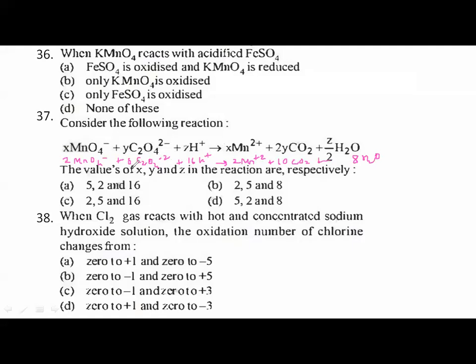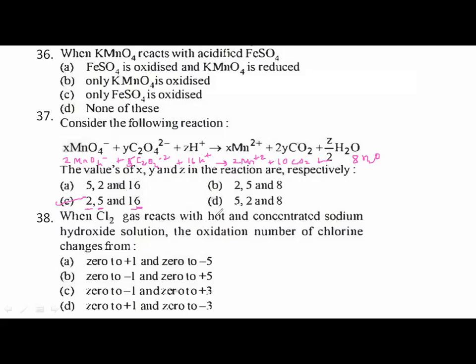8H2O. Yes, this is 5. You will get this. So what is the value of X? It is 2. What is the value of Y? It is 5. What is the value of Z? It is 16. So which is the correct option? It is option C, which is the correct option. Is that right? You can balance it out and see. You will get this only.